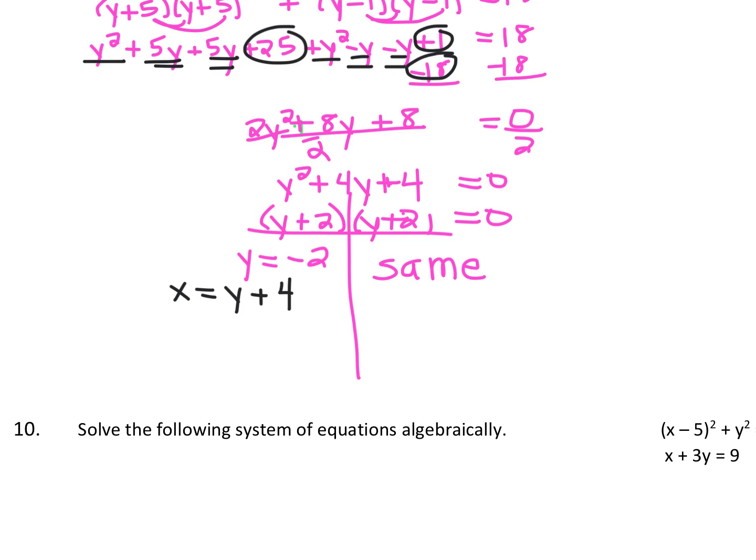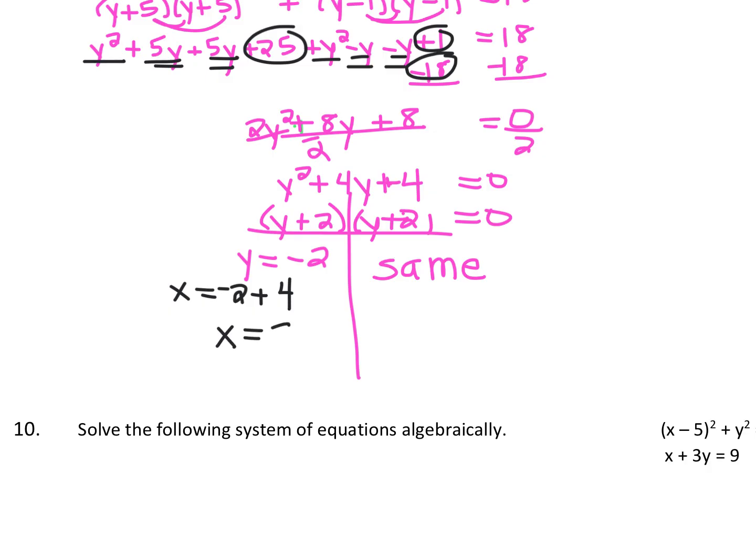All right, well, what I'm going to do is, since y is equal to -2, I'm going to put this -2 where that y is. So let me erase this y, and we'll throw a -2 in there. And since -2 plus 4 is 2, we get x equals 2.